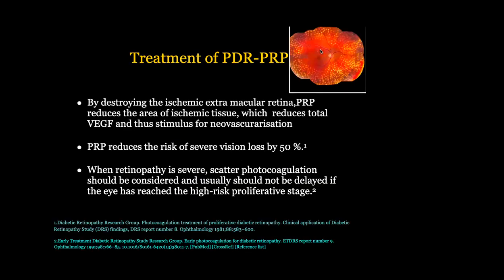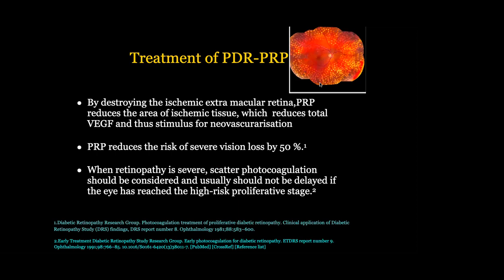So this is a photograph of a lasered eye, right? So why do you laser the eye? Because the retina is quite ischemic. So we are actually converting the ischemic retina into a completely anoxic area, so that the VEGF drive is reduced. That stimulus for neovascularization is reduced. So we are actually destroying the extramacular ischemic retina.